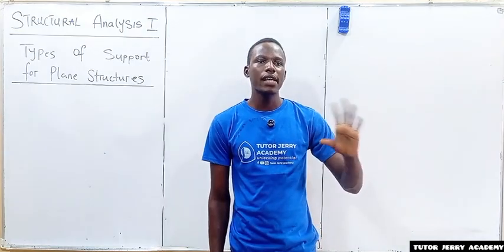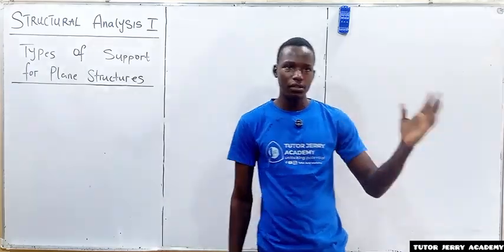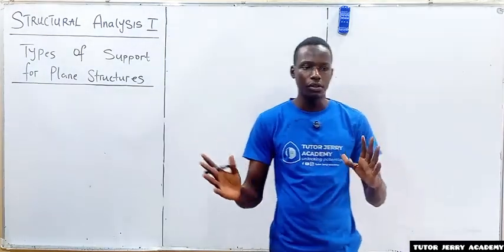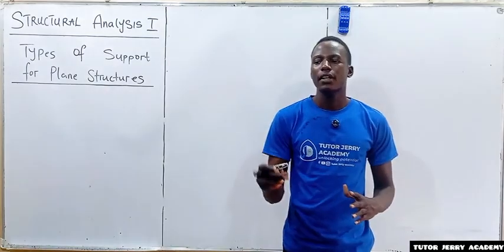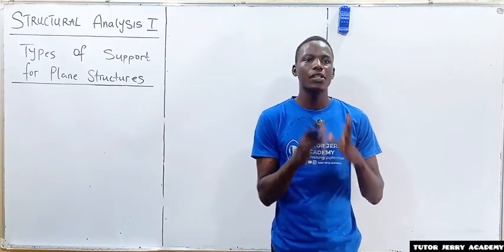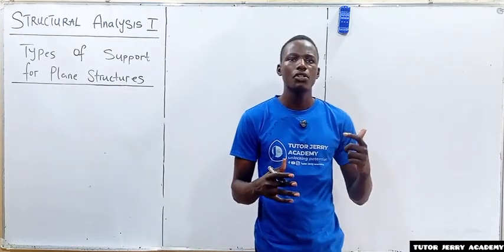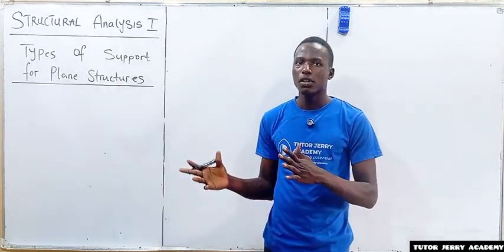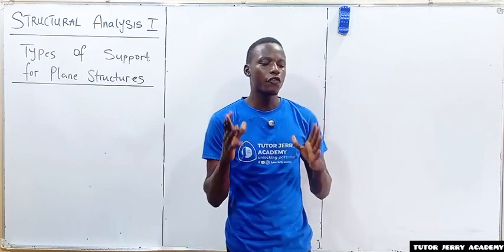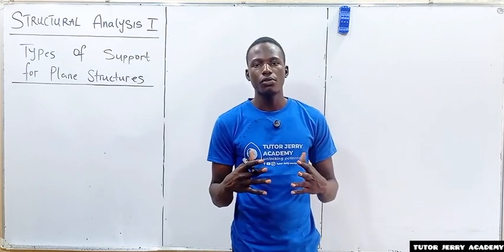Now, they are categorized into two. All right, we categorize them into three rather. We have the first category, the second category, and the third category. The first category comprises nothing but the roller support and the rocker support. The second category has the hinge support, and then we have the third category, which has the fixed support. So stay tuned as we look into all of this.